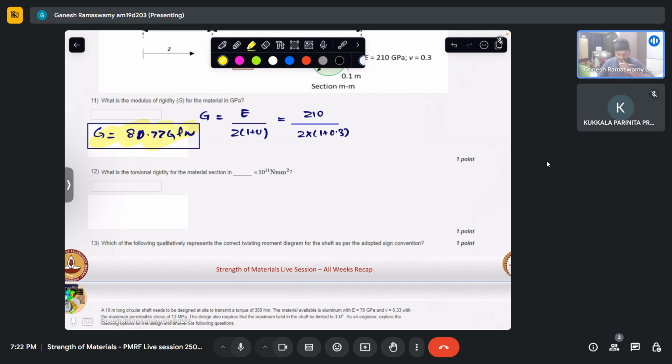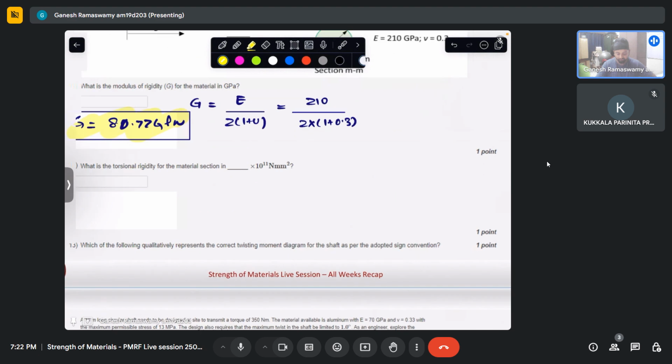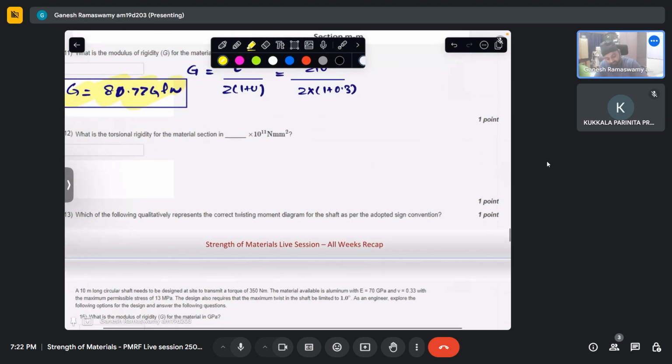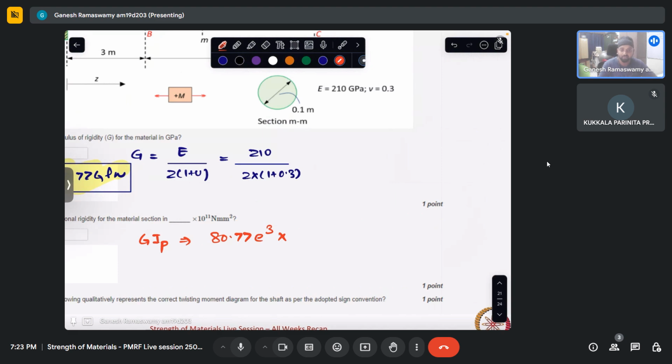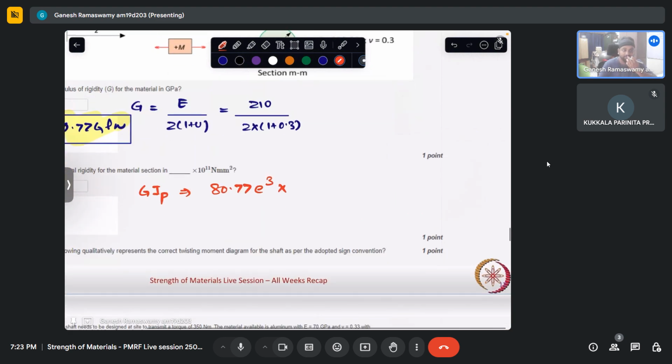What is the torsional rigidity of the material section? What is torsional rigidity? How is it defined? Torsional rigidity is G IP, which is 80.77 E3 into what is IP? For a circular section, what is the polar moment of inertia? It is pi d power 4 by 32.